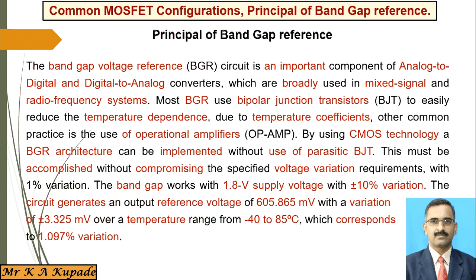Now, the band gap reference circuit is an important component to convert the signal from analog to digital or digital to analog, right? Which is broadly used in mixed signal and radio frequency systems, right? It is the main point. Now, most BGRs use the bipolar junction transistor, which easily reduces the temperature dependence due to its temperature coefficient. And another common practice is using op amps.